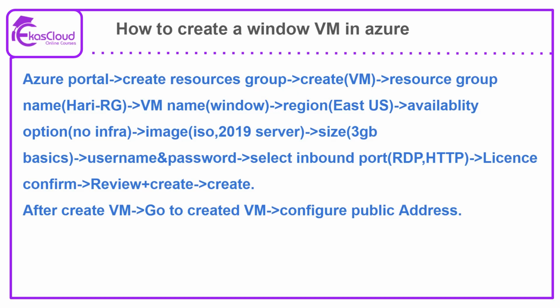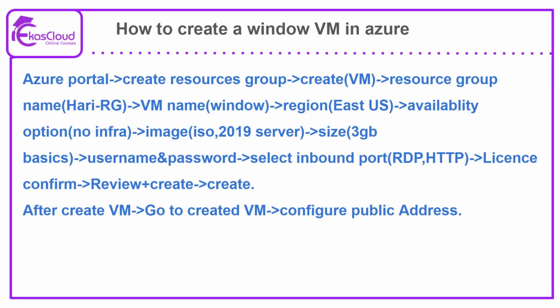I showed how to create a resource group in the last video. Then create the VM: click create VM and select the resource group, Hari RG, because our resource group name is Hari RG. The VM name is your choice, and the region should be East US.